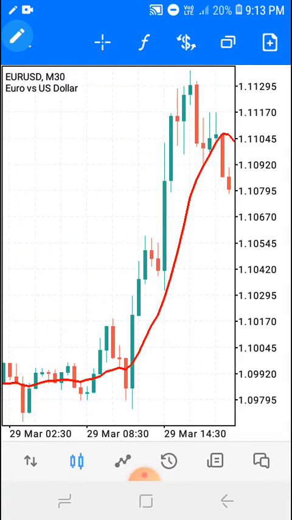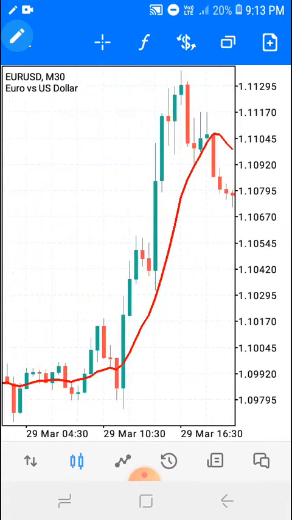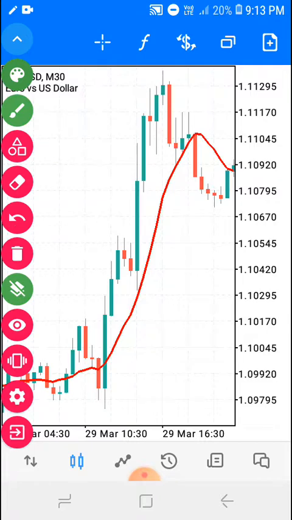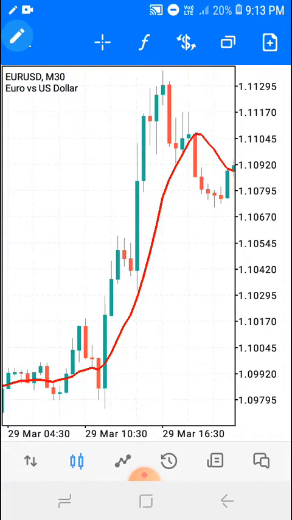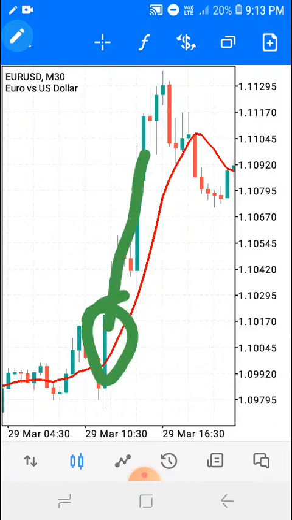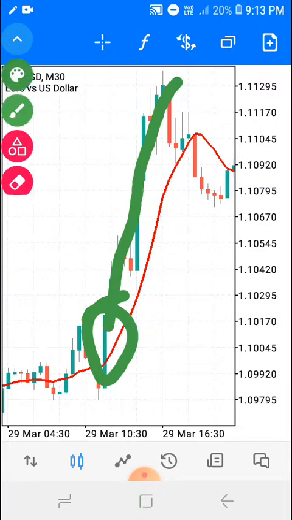I want to show you something. I'll start here. I've never planned this, it's just a random show up. If I've decided that whenever the candlestick is above the moving average, I take a buy, and I took a buy here, you can see I would have made a lot of profit.